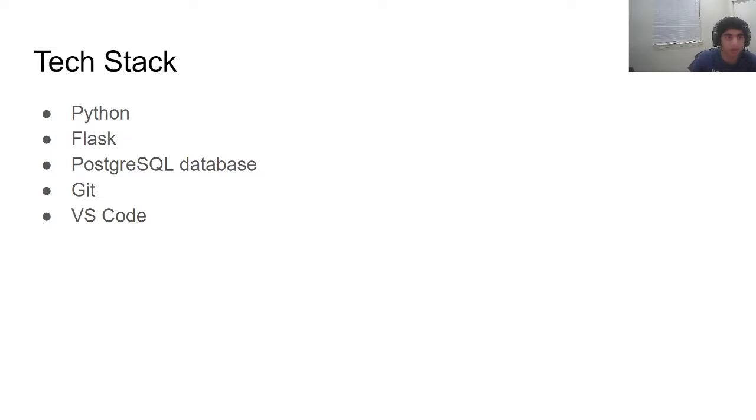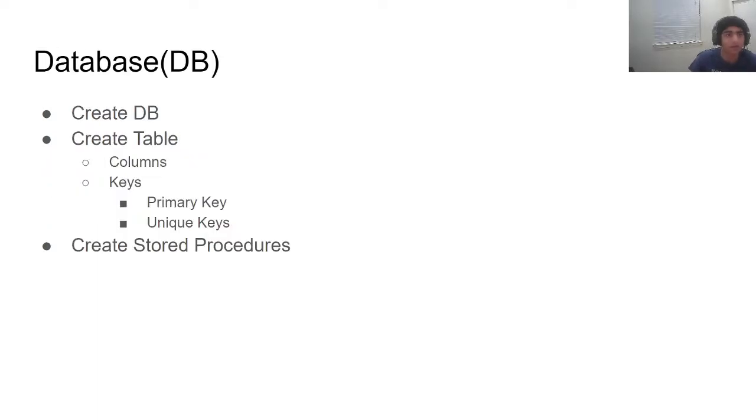And let's talk about our database real quick. So our database is going to be PostgreSQL, like I said before, and I'm going to be showing you how to create a database, and in that database create a table, and in that table we're going to be creating columns, and we're going to be using a primary key and unique keys. And we're also going to be creating stored procedures, which are like functions but for databases.